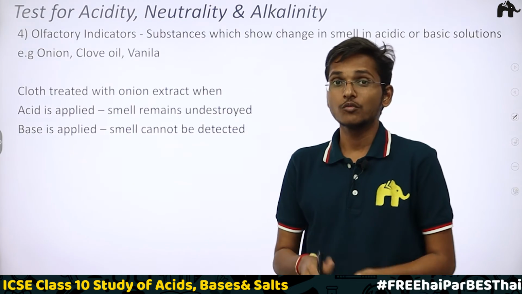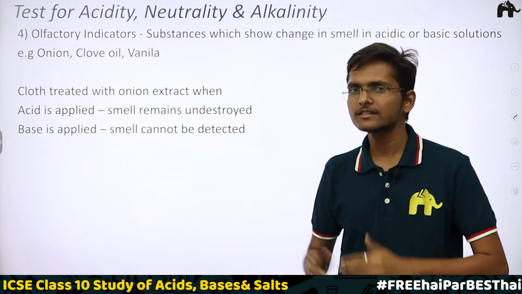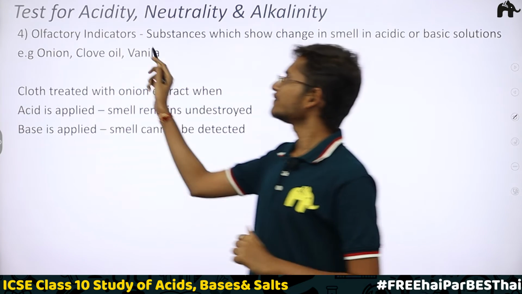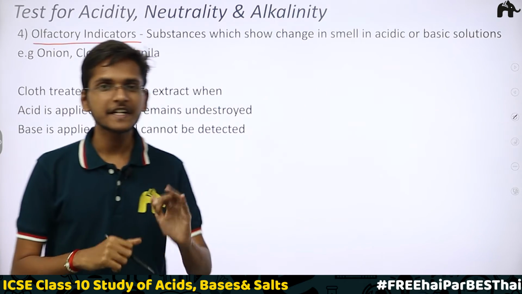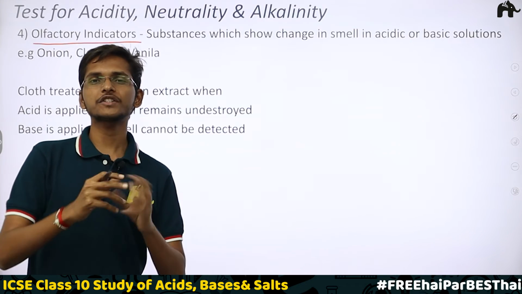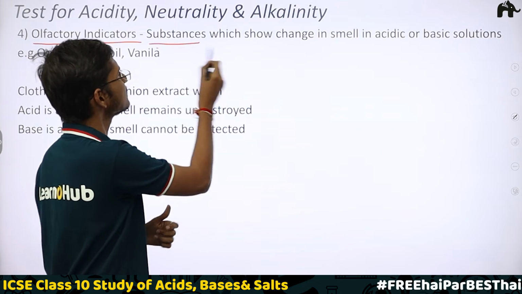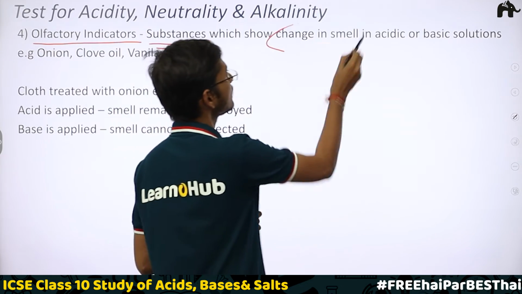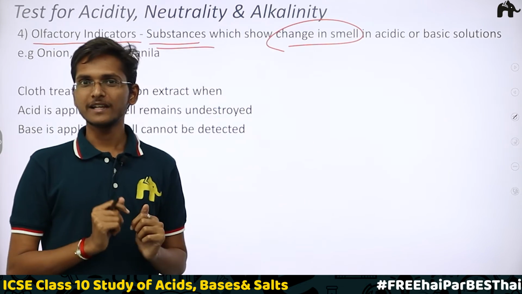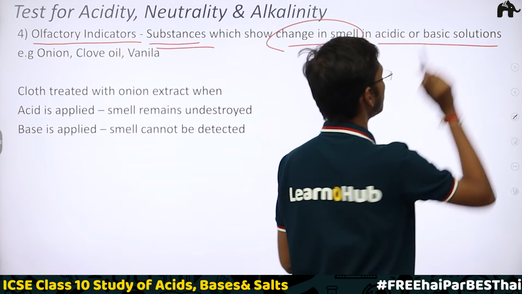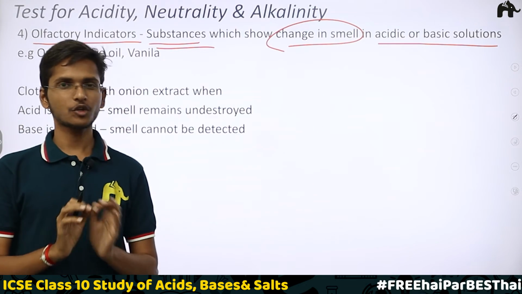Now moving ahead to the last type of indicators, and this is the last topic of this chapter, which is olfactory indicators. Now this is quite an interesting type of indicator because they are doing something different. These are the substances which show a change in their smell in acidic or basic solutions.